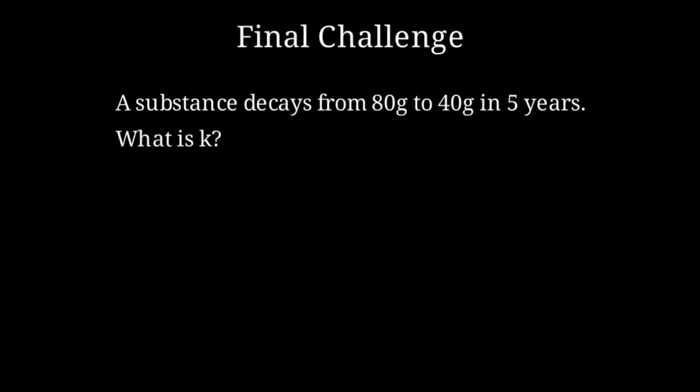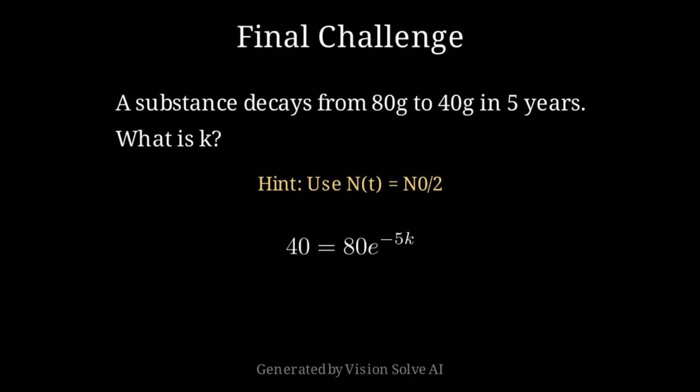To wrap up, try this: if a substance decays from 80 grams to 40 grams in 5 years, what is its decay constant K? Since it reached half its value, 5 years is the half-life. You can solve this by setting 0.5 equal to e to the negative 5k.